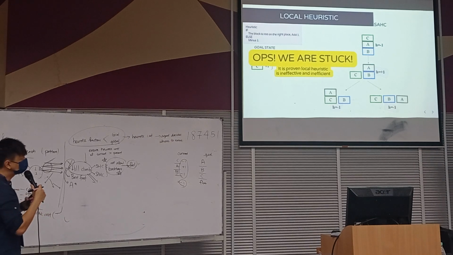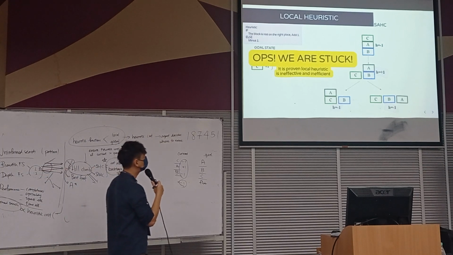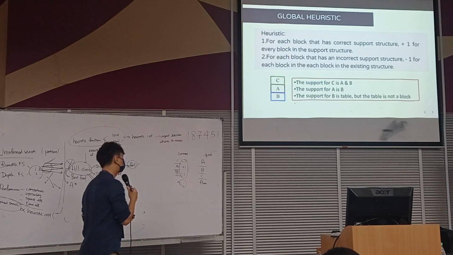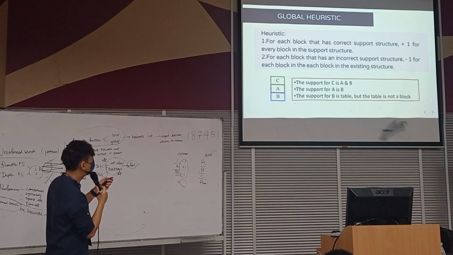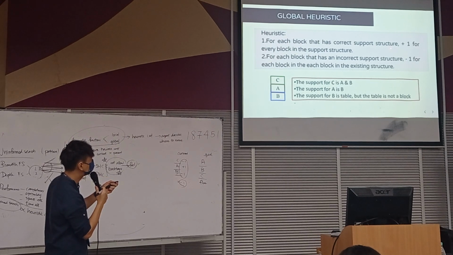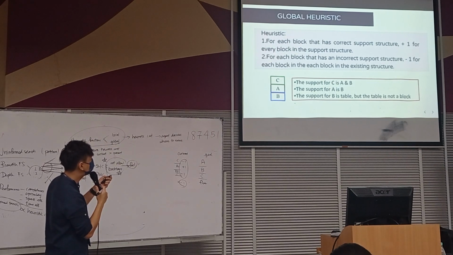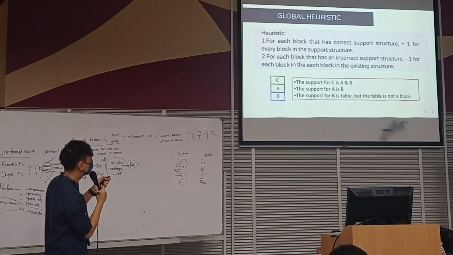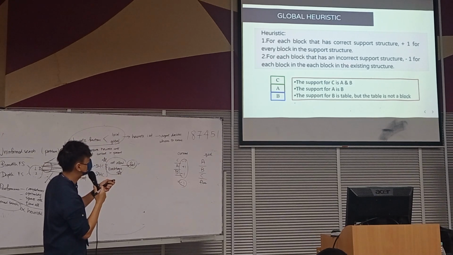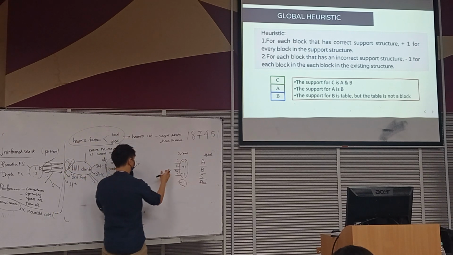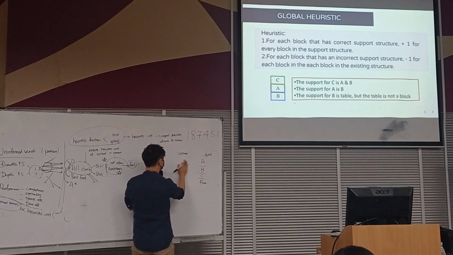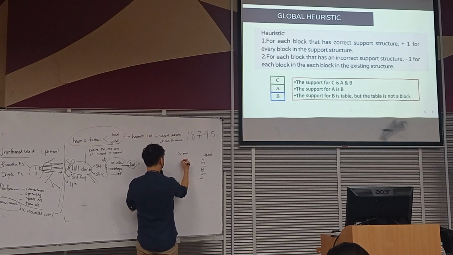Alright, so let's compare it to the global heuristic function. This is the global heuristic function, again designed by someone else. It states that for each block that has the correct support structure, plus 1 for every block in the support structure. For each block that has an incorrect support structure, you put negative 1 for each block in the existing structure. So it's very confusing. Okay, so we use the same situation again. Alright, so we have C, A, B.